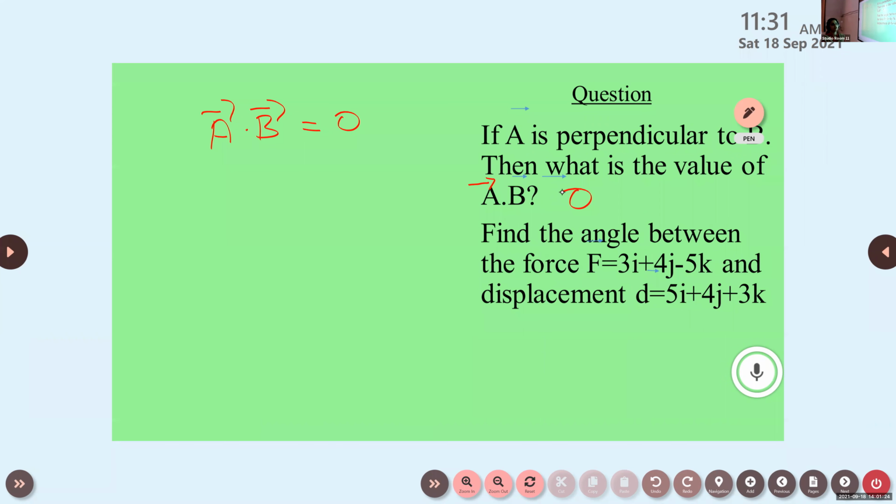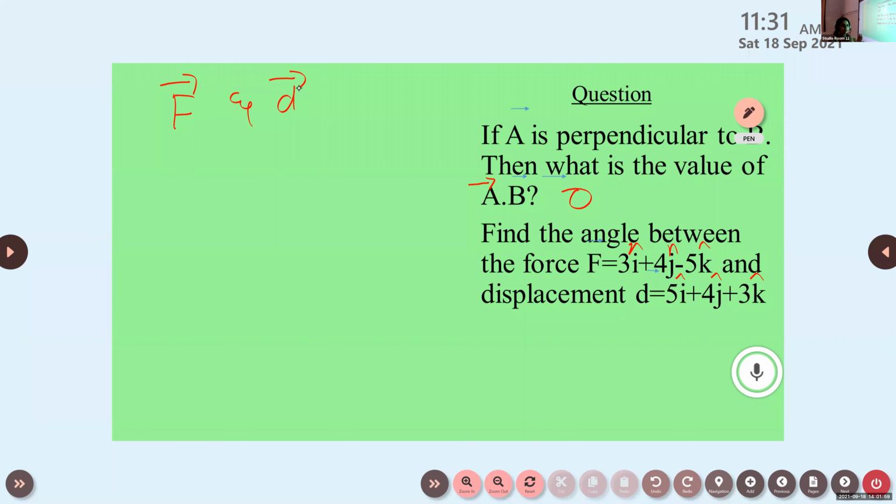Now the next question: find the angle between the force F equal to 3i cap plus 4j cap minus 5k cap, and the displacement D equal to 5i cap plus 4j cap plus 3k cap. Find the angle between the two vectors. Here the two vectors are vector F and vector D, the force and displacement vectors. Find the angle between them.